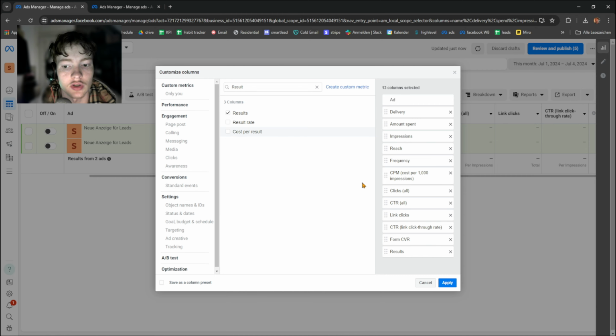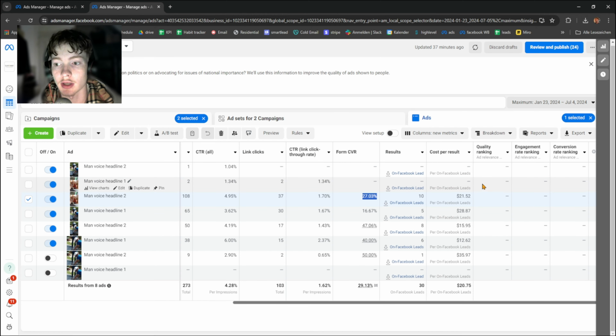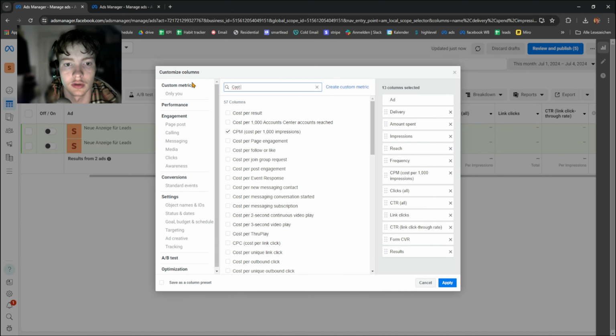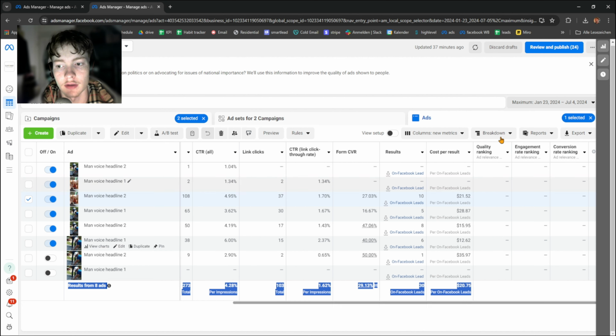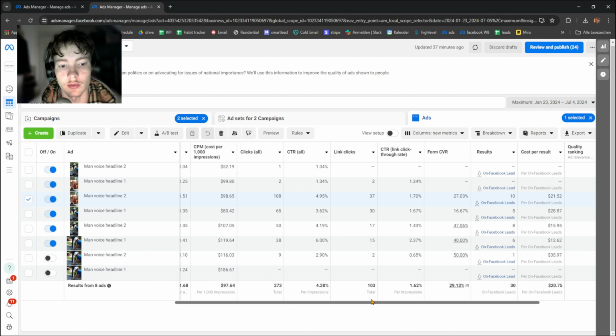Then of course you also want to have the results. Very straightforward. You just want to check how many leads you are actually getting, and then of course the cost per result, so your cost per lead basically. And then there's some more stuff that you don't really need to add. So that's pretty much it.